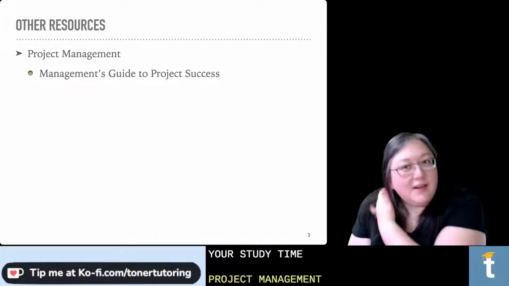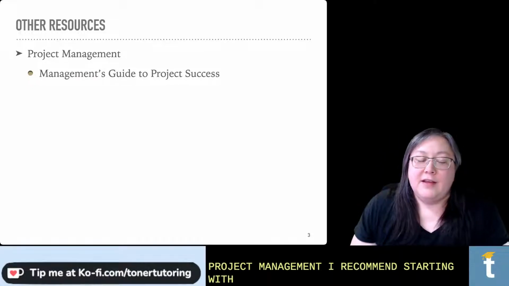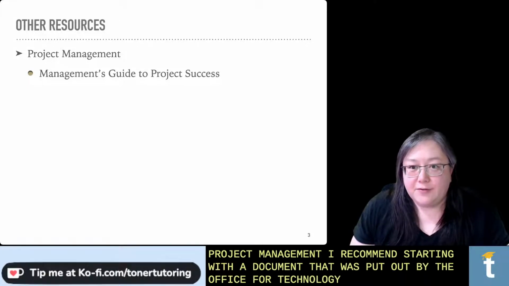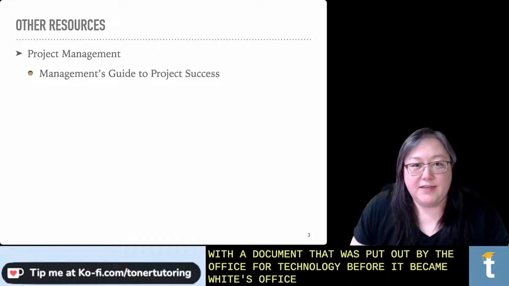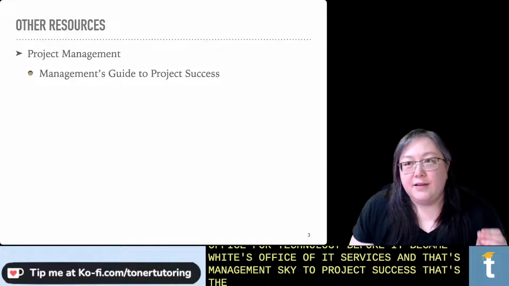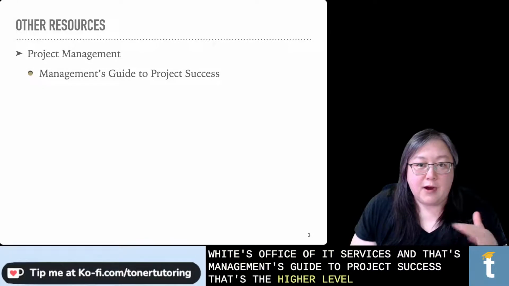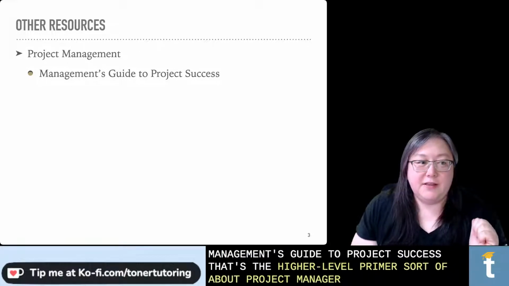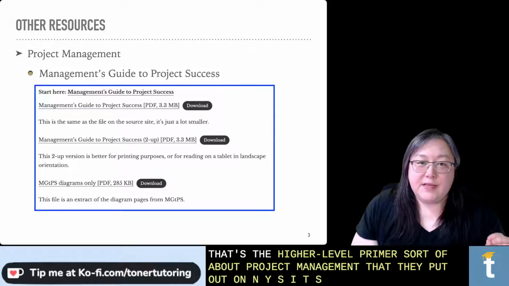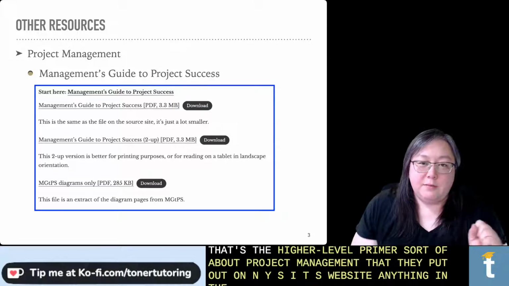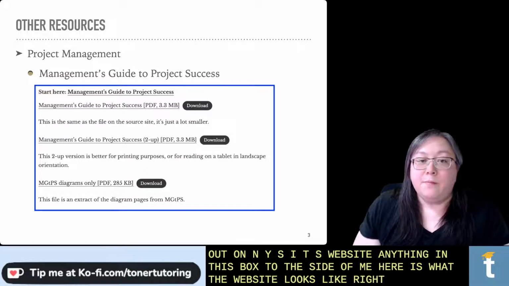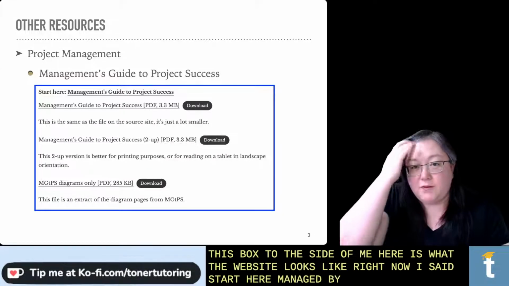So for project management, I recommend starting with a document that was put out by the Office for Technology before it became OITS, Office of IT Services. And that's Management's Guide to Project Success. That's the higher level primer, sort of, about project management that they put out on NYSITS website. Anything in this box to the side of me here is what the website looks like right now. I said start here, Management Guide to Project Success.